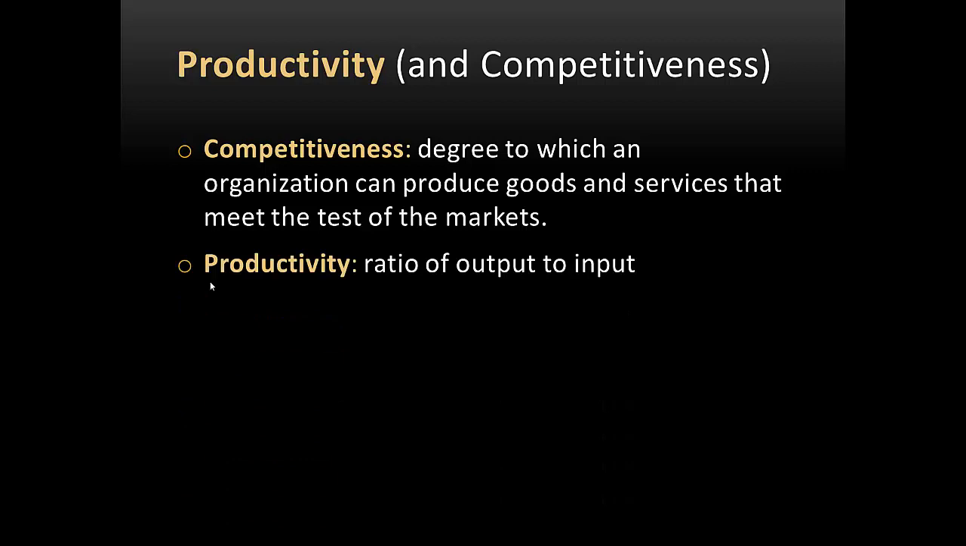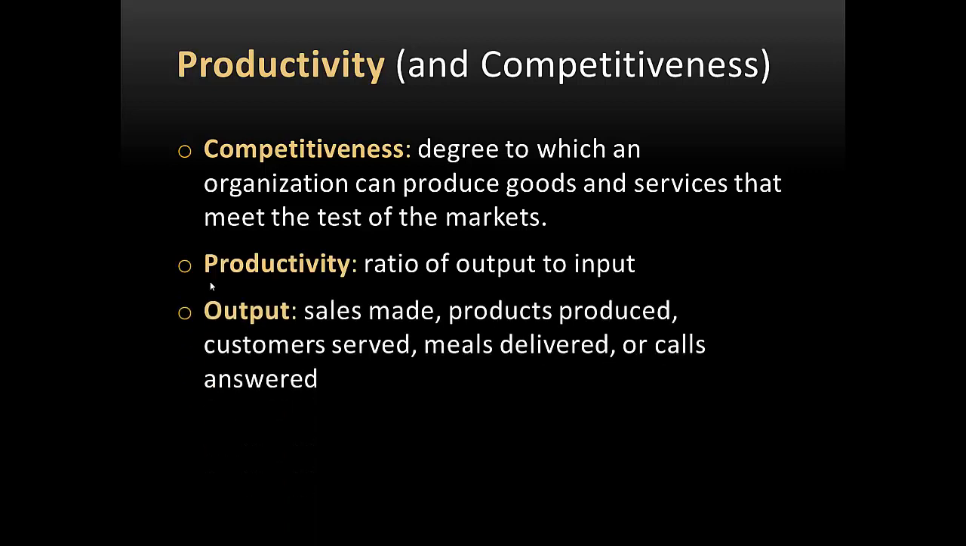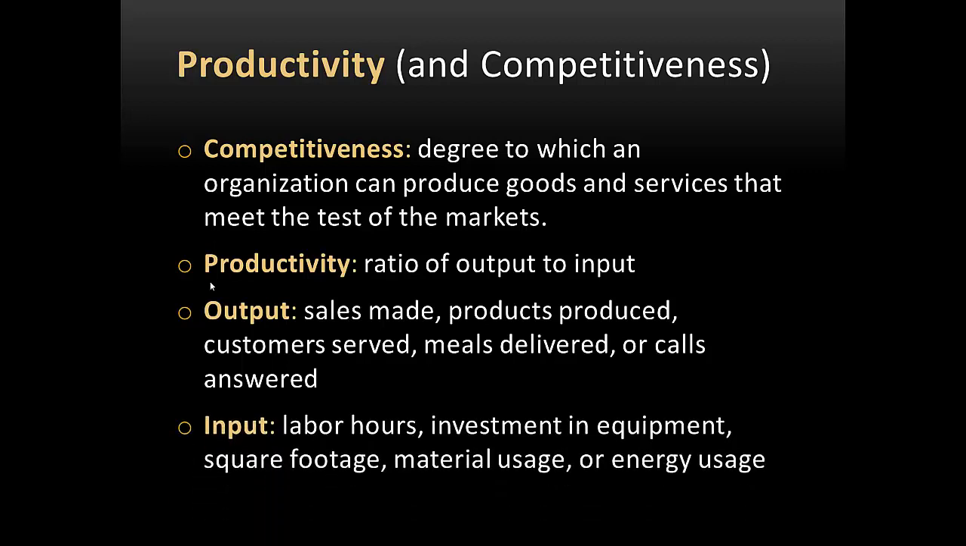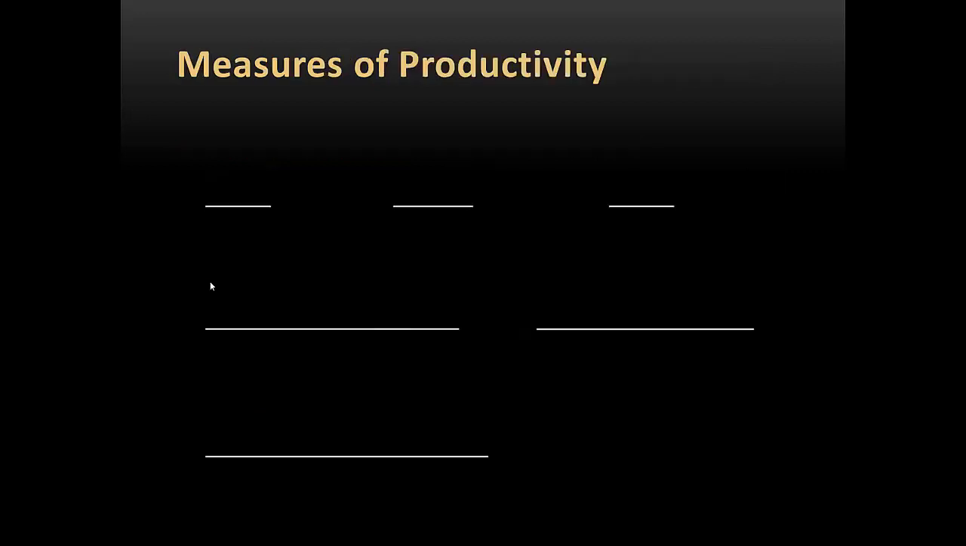Now, productivity is simply a ratio of output to input. And what is output? Output is what you produce, like sales made, products produced, customers served, mail delivered, calls answered. All of them are forms of output. Input is what goes in to produce the output, like labor, investment, storage area, materials, energy, and such.